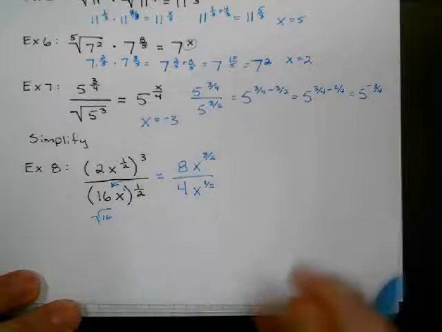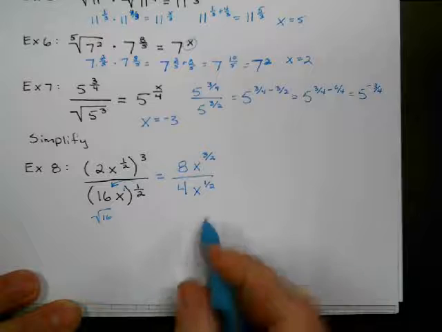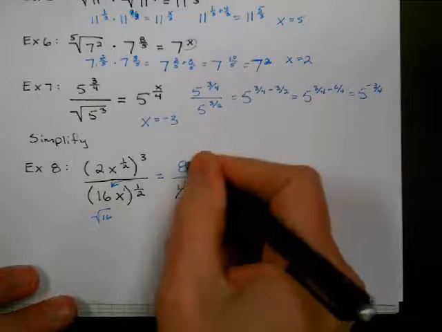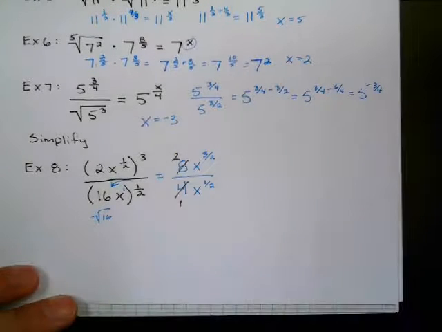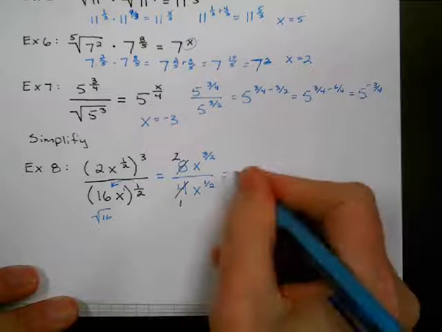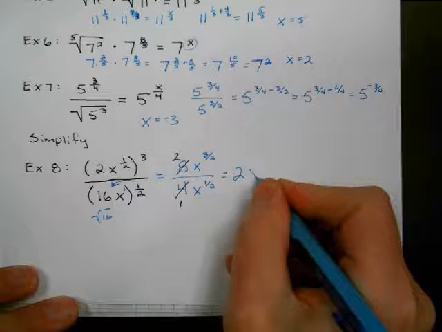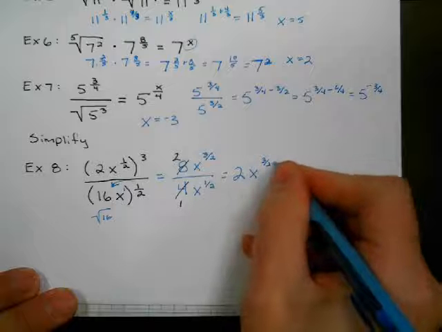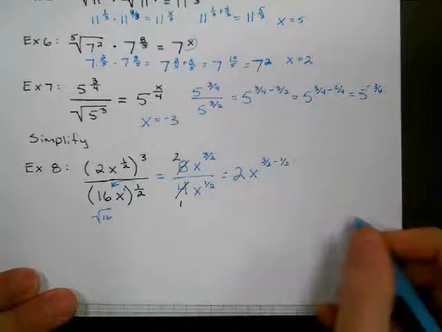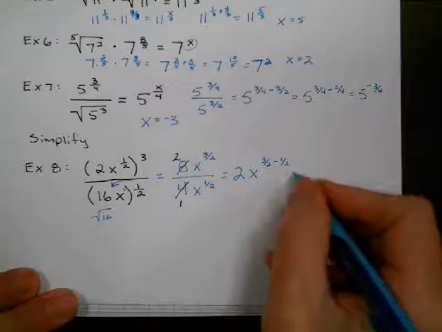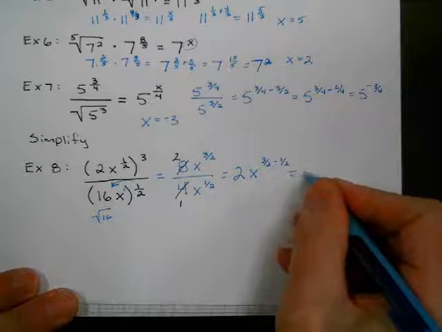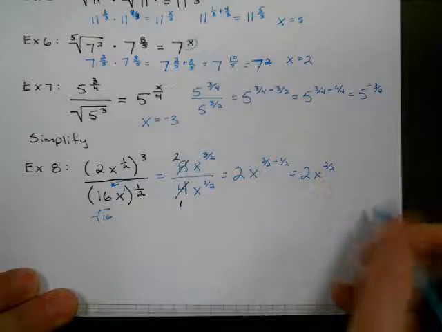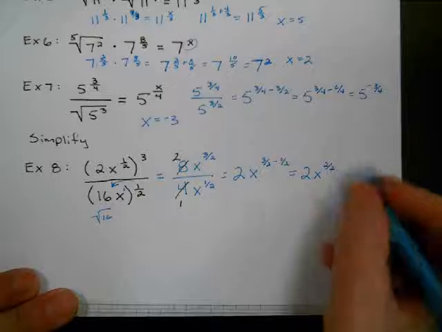All right, so now we've got a division problem. We're going to reduce the coefficients. 4 goes into this one once, 4 goes into this one twice. So I end up with 2. And then I'm supposed to subtract those. So I've got 3/2 minus 1/2. 3/2 minus 1/2 is 2/2. So this is 2x to the 2/2 power, and 2 over 2 is just 1. So our answer is 2x.